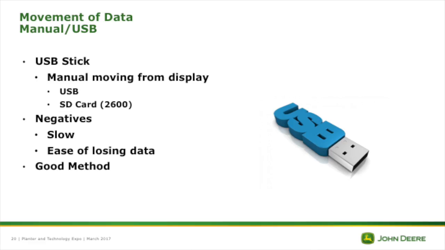I like to put it, and I kind of stole this from some Deere presentations before, as the good, better, and best ways, in my opinion, that you can do it. Like I said, the USB stick, or if you're still using 2600s, the SD card, manually moving the data from the display. Pulling it off, taking it to who you need to, that can be time consuming, and it's very easy to lose it.